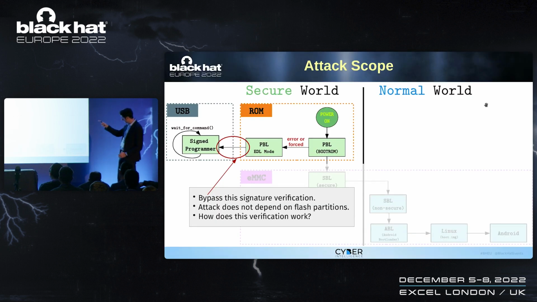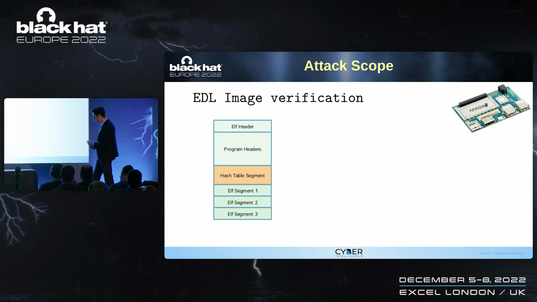So this is exactly the point we are trying to glitch, right? We want to bypass this signature verification. Again, the attack doesn't depend on the flash partitions. So the first question we asked ourselves is, all right, how does this verification work? I'll explain in a minute. This is how the programmer we are sending through USB looks. Basically, it's a regular ELF with a special segment, let's say.